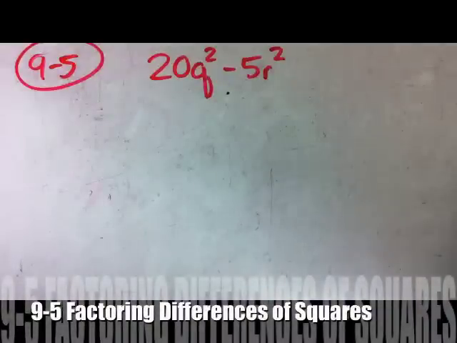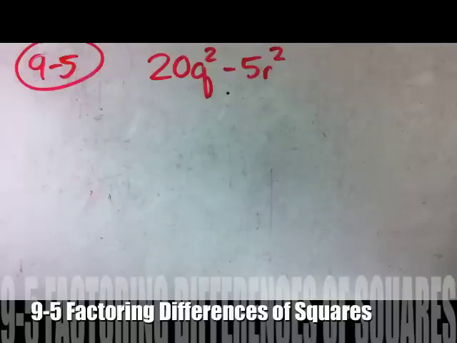Okay guys, for this video we're going to be doing 9-5, which is factoring differences of squares. And for this problem we're going to be doing number 13 on your homework. So we'll be starting with this one, number 13, which is 20q squared minus 5r squared.